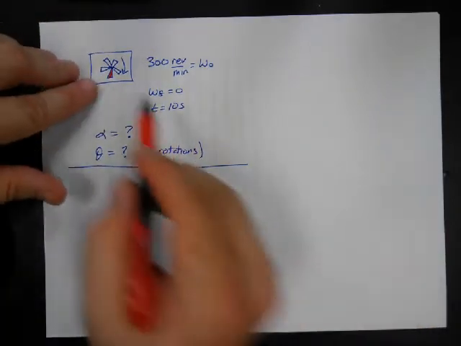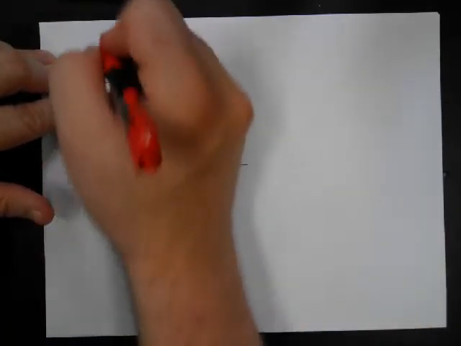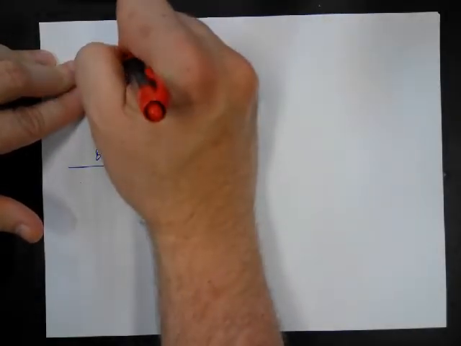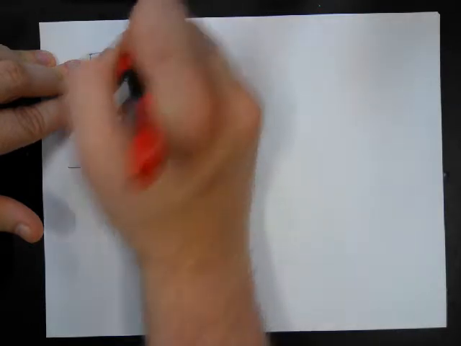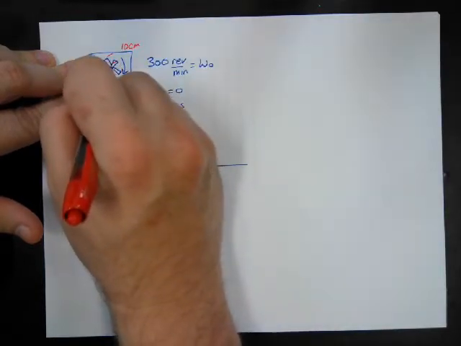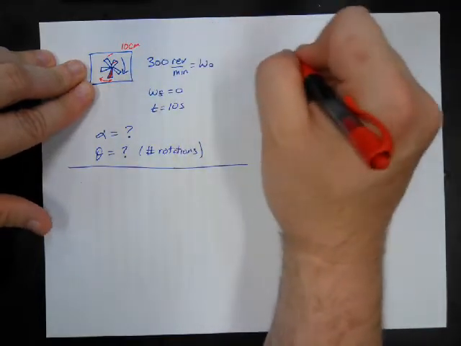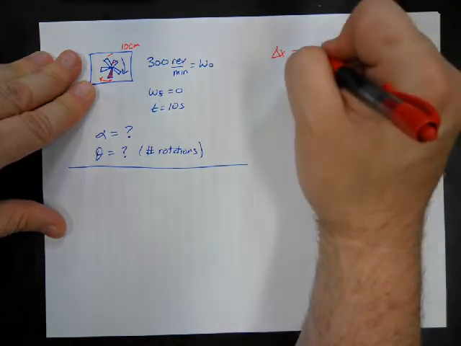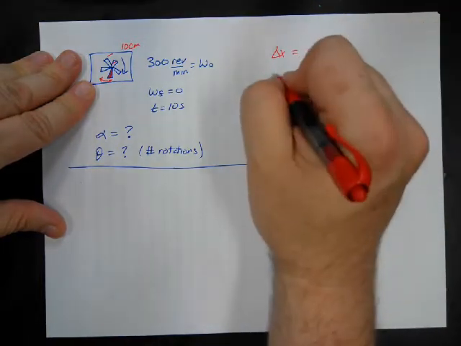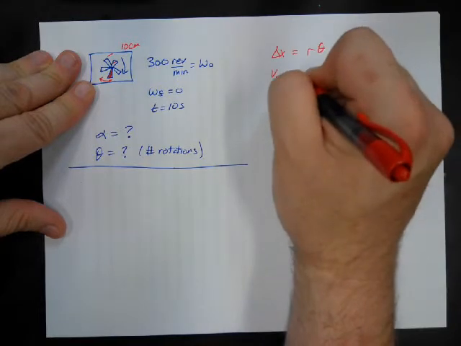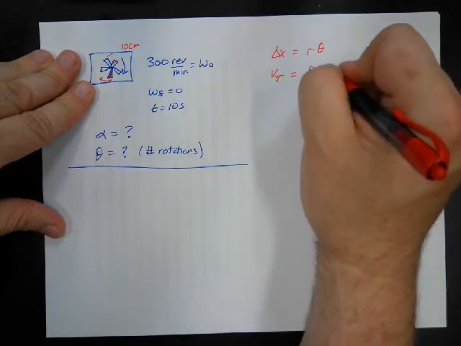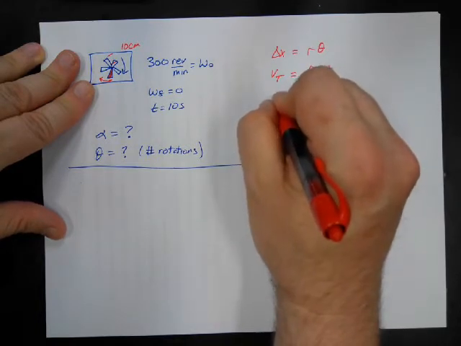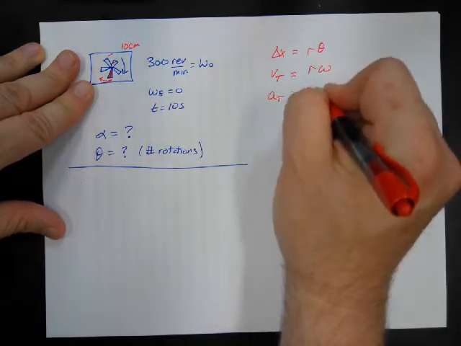Well, the distance it's going to go around depends on the radius of our fan. So let's give it a radius. Let's say it is a 10 centimeter fan blade. So the point right there that goes around, the distance that it covers, delta x, is going to be r times theta. And then our tangential velocity is going to be r times omega. And then our tangential acceleration is going to be r times alpha.